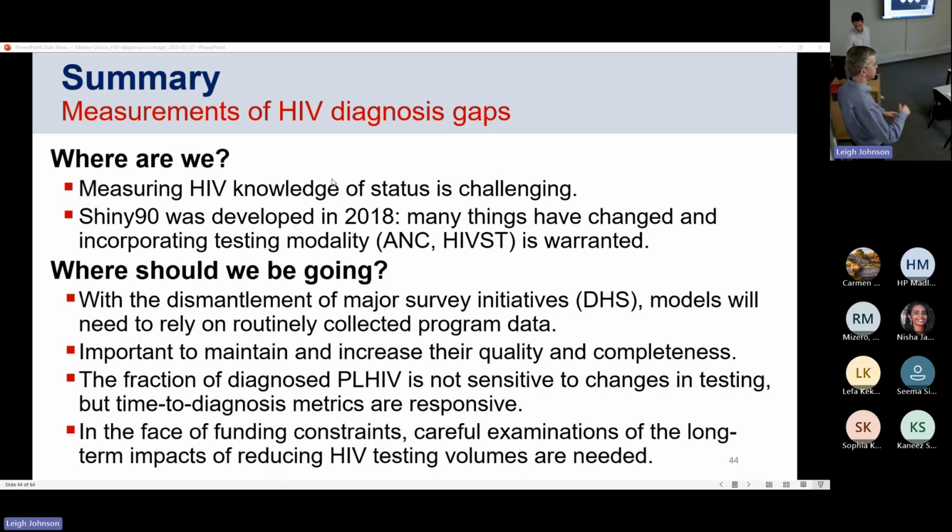Thanks for that. Very interesting. I'm curious that you had a very sudden drop in testing volumes, like it peaks and it goes down.